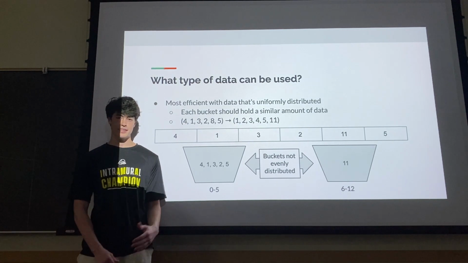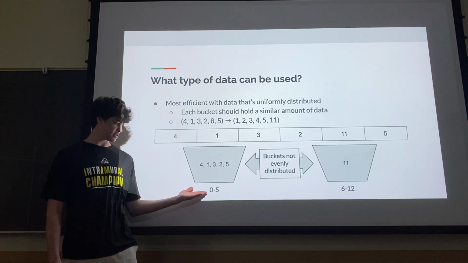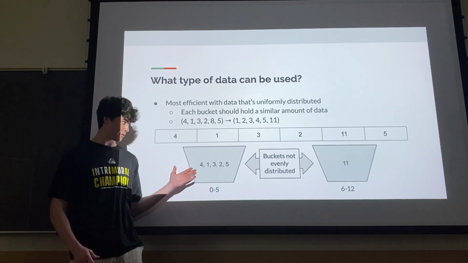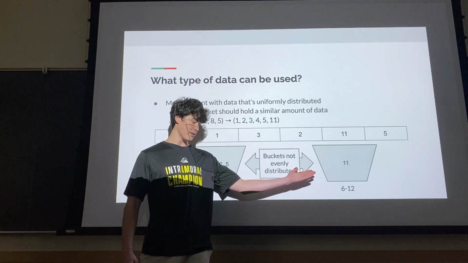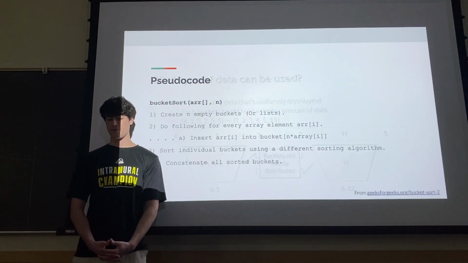So as you can see, this data is not uniformly distributed. If we have two buckets of ranges 0 to 5 and 6 to 12, this results in almost all the values being placed in the first bucket, with only the value 11 placed in the second bucket. This makes our algorithm very inefficient.